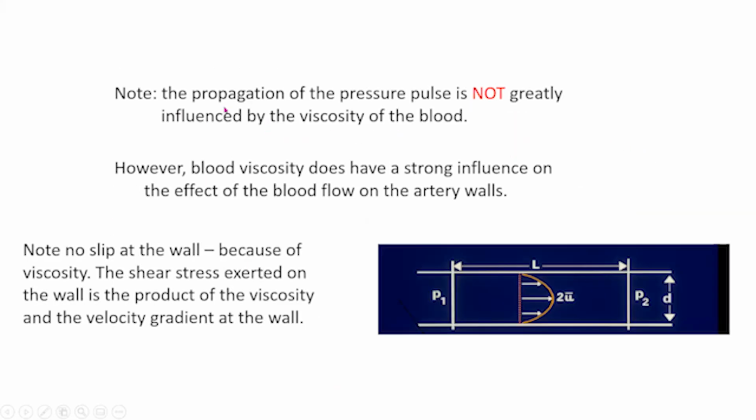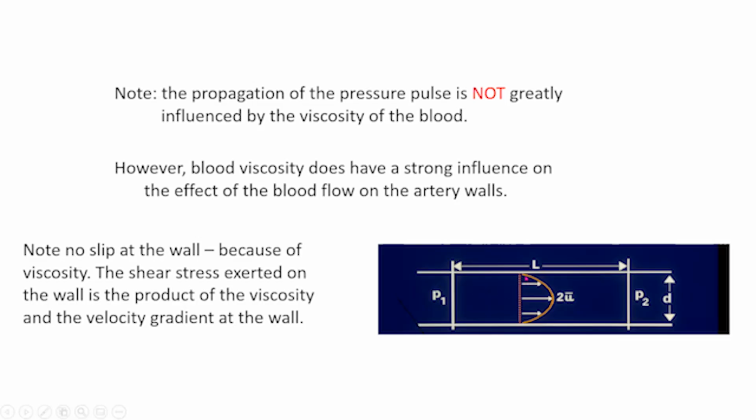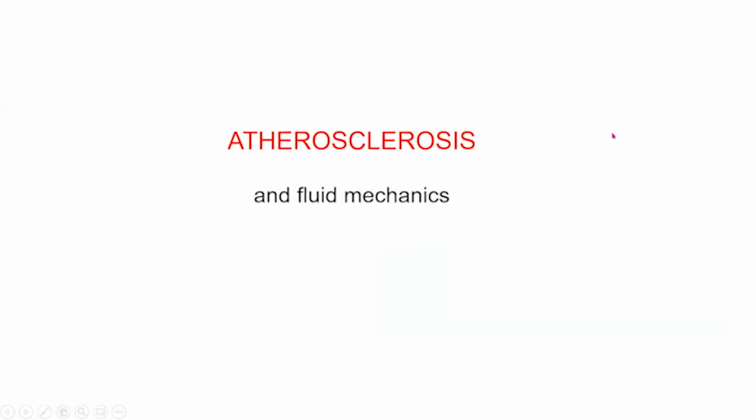Right, so the propagation of the pressure pulse is not greatly influenced by the viscosity of the blood, but blood viscosity does have a strong influence on the effect of the blood flow on the artery wall. Remember the Poiseuille flow picture. I just want to emphasize that the no slip at the wall means that there's a velocity gradient near the wall, and that means that viscous forces apply a frictional stress on the vessel wall. And the wall shear stress turns out to be important because it's relevant in the development of arterial disease, atherosclerosis.